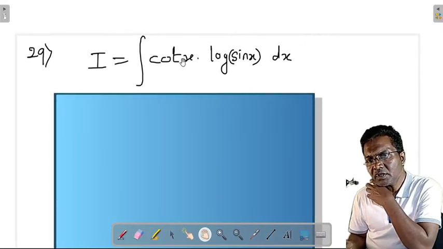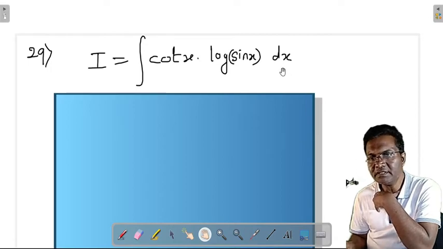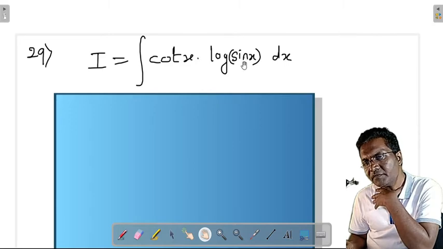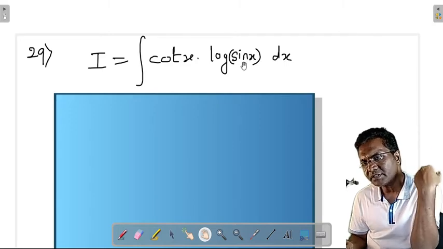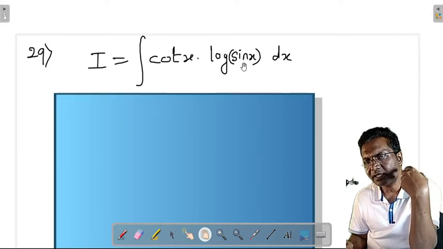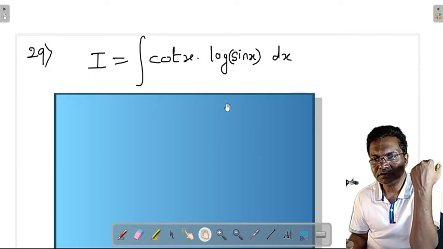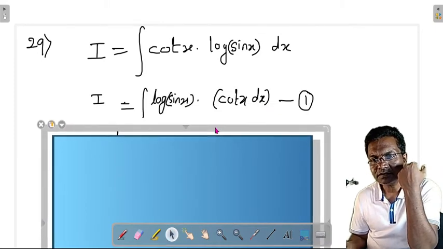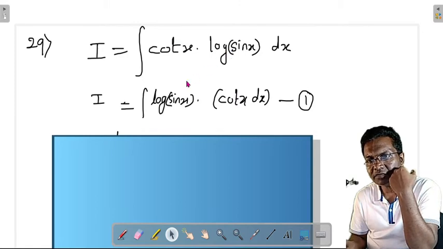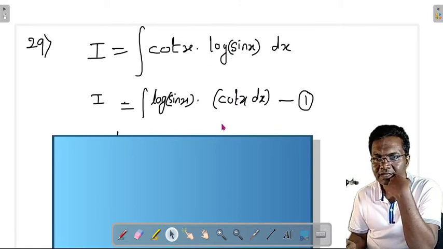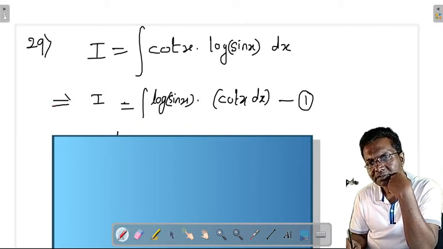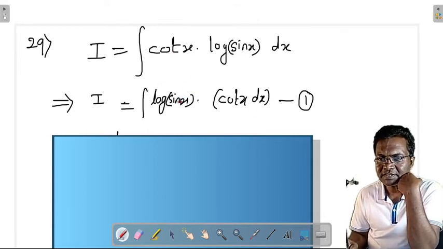Integrate cot x into log of sin x dx. Okay. Now see here, log of sin x, if you differentiate, what will you get? 1 by sin x into cos x, that is cos x by sin x, which is cot x. So it is here. I will rewrite it as log of sin x first and cot x into dx. Because its derivative is going to be this.